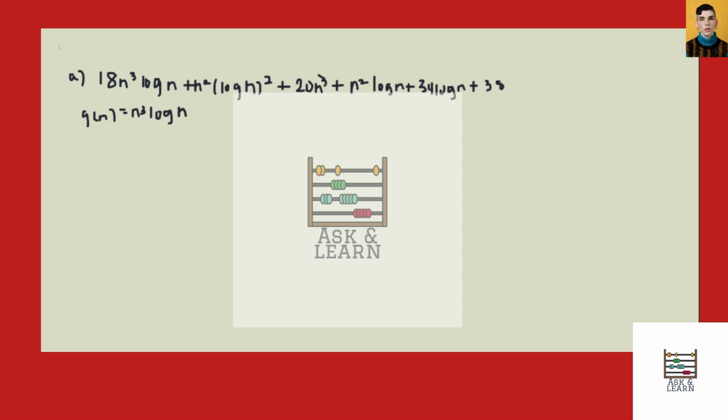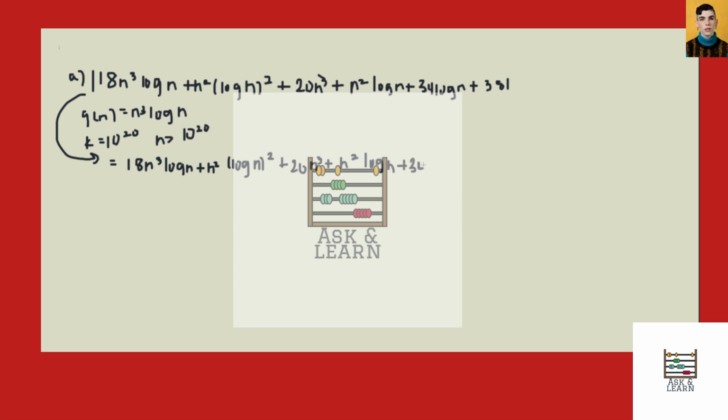For convenience sake, we'll say that k is equal to 10 to the 20, so we'll use n is bigger than 10 to the 20. So if we take the absolute value of f of n, we get the absolute value of 18 n cubed log of n plus n square log of n square plus 20 n cubed plus n square log of n plus 34 log of n plus 38.